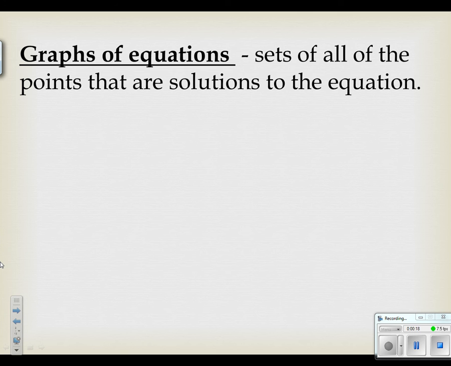First thing, we have a vocab word here, graphs of equations. Graphs of equations are sets of all the points that are solutions to the equation. Many times we see this represented with a picture, a graph on graph paper. Other times it's listed for us in a table of values. But graphs of equations are going to have many, many points, an infinite number in a lot of cases, so sometimes the picture is the only way to sum that up.